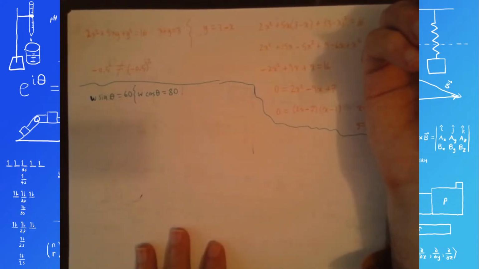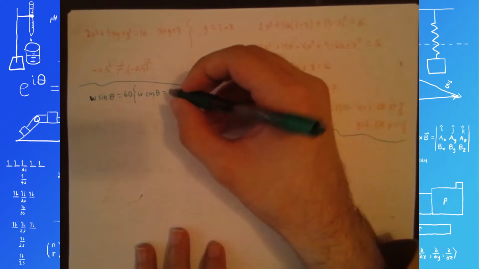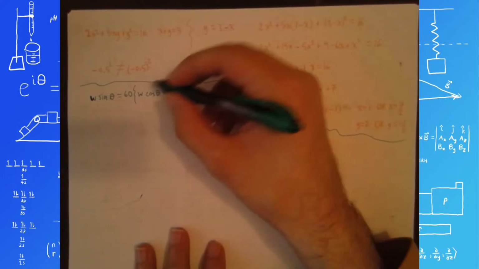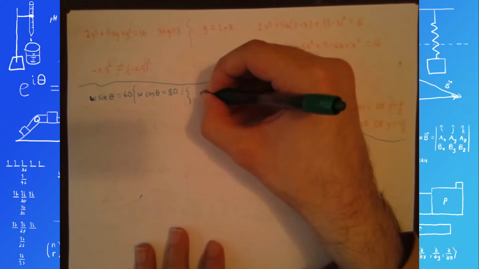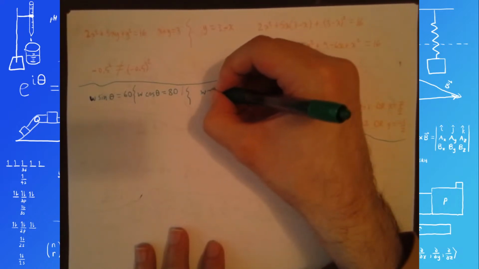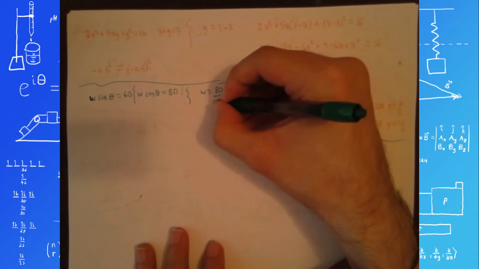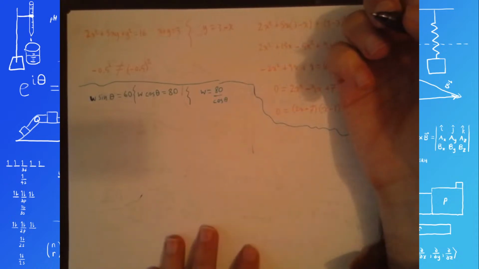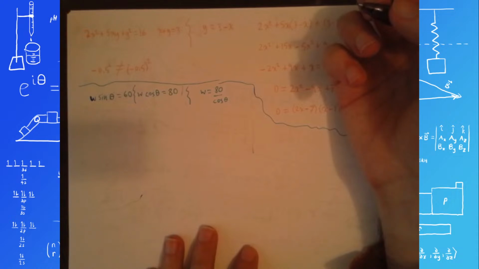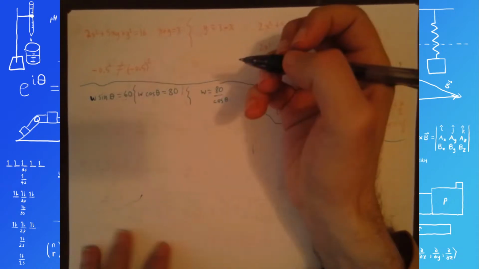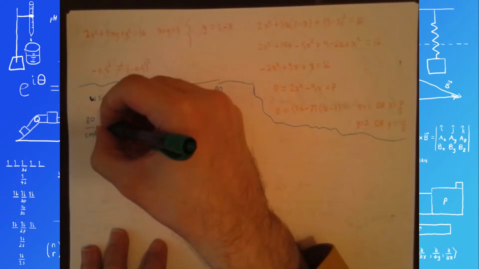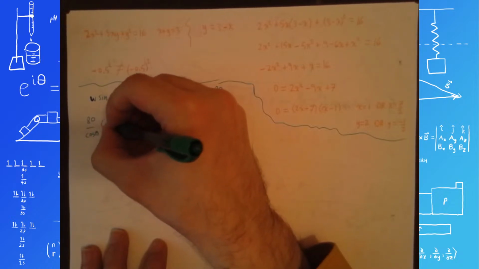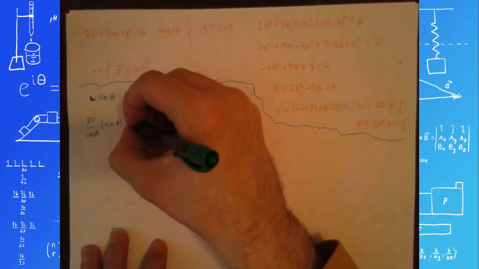So the classic method is just use substitution. So I will solve for W using one of these. I'll use the one on the right, for example. And I'll do W equals 80 over cosine of theta. And then I will substitute that into the first equation, which gives me 80 over cosine of theta times sine of theta equals 60.